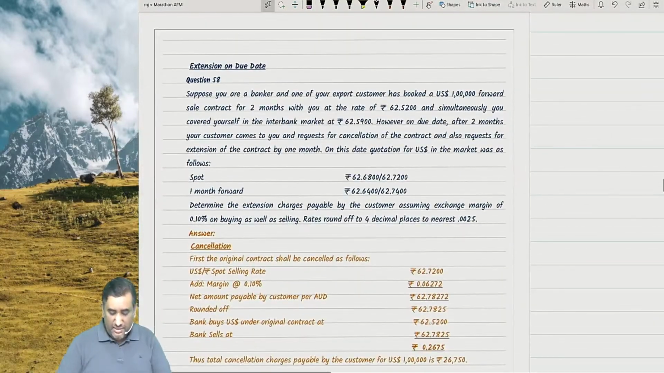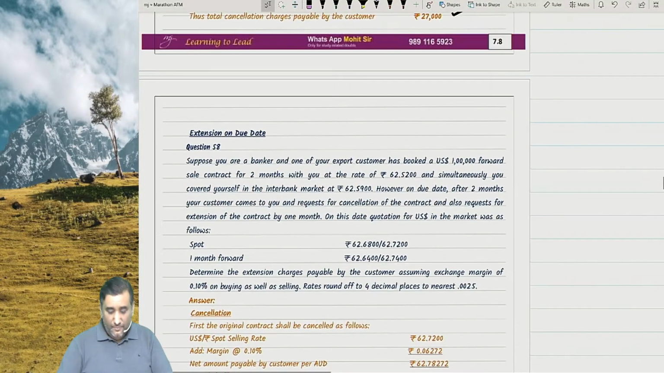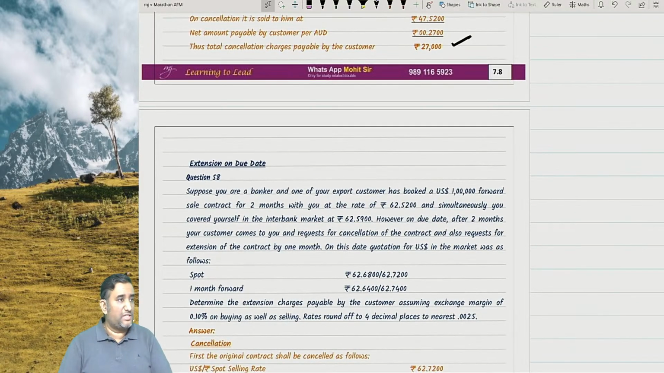Question 58 is an extension on due date. On due date, extension means you'll cancel out and then give the new date. The only problem which can appear is while finding the new rates or cancellation when the margins are given. So you have to be very confident and comfortable looking at the data. Read question number 58 please.